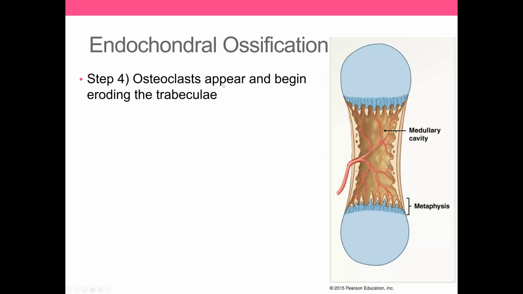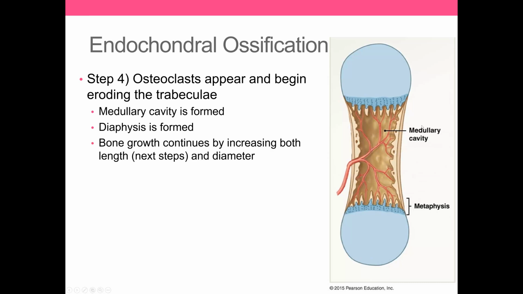Osteoclasts are now going to be activated. Remember, osteoclasts break down bone, so they're going to start eroding or breaking down the trabeculae, and that's going to form a cavity, and that's how we get the medullary cavity formed in the very middle. So we're going to be left with compact bone on the very outside where the collar was, spongy bone lining the inside of the cavity, and then we're going to have the cavity itself. So at this point, we have a well-formed diaphysis, or a bone shaft.